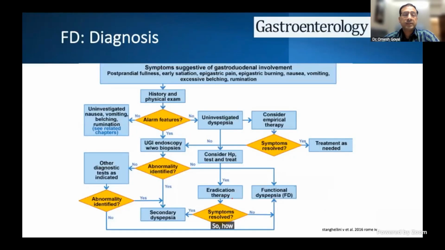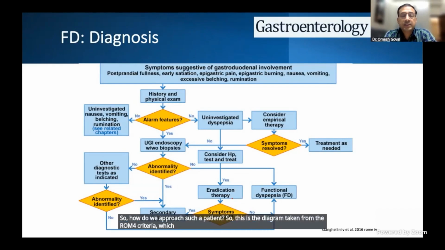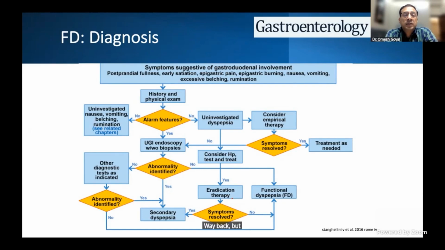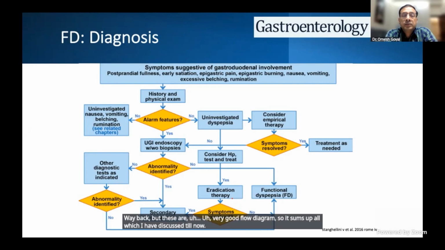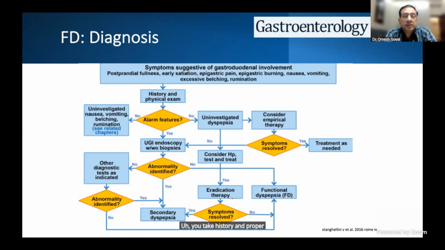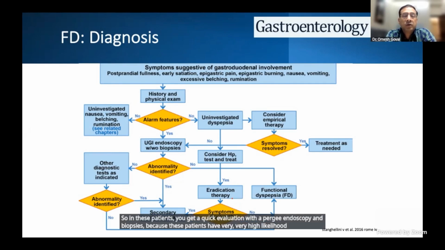So how do we approach such a patient? This is a diagram taken from the Rome 4 criteria, published in 2016, way back, but these are very good flow diagrams. It sums up all that I have discussed till now. A patient has symptoms of gastroduodenal involvement like satiety, pain, burning, nausea, vomiting. We take history and do a proper examination. If the patient has alarm features like anemia, bleeding, weight loss, some mass or jaundice, these patients get a quick evaluation with upper GI endoscopy and biopsies, because they have a very, very high likelihood of having organic disease.